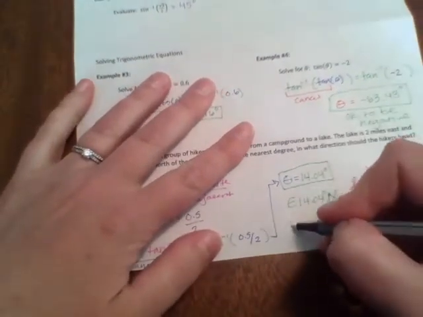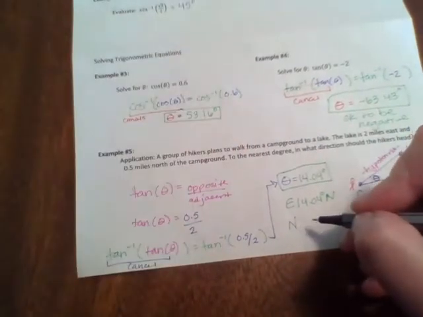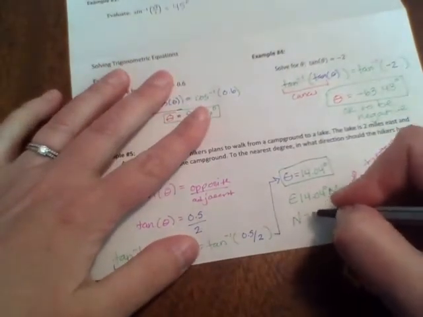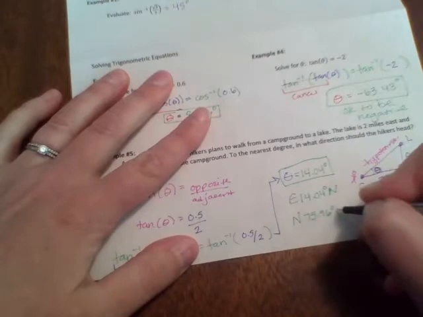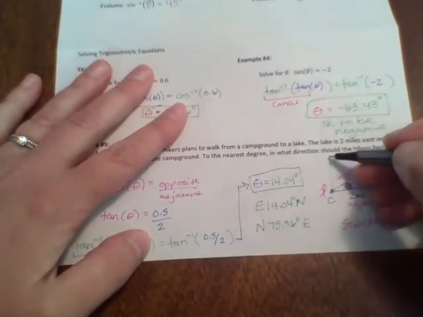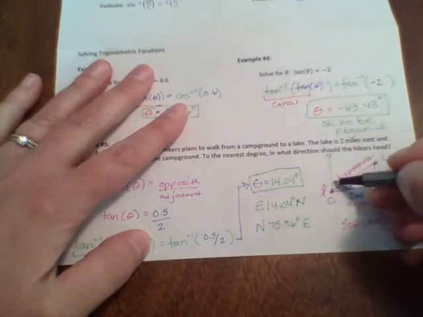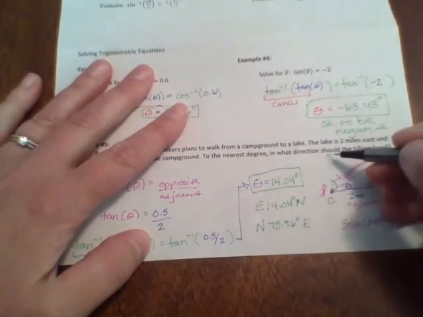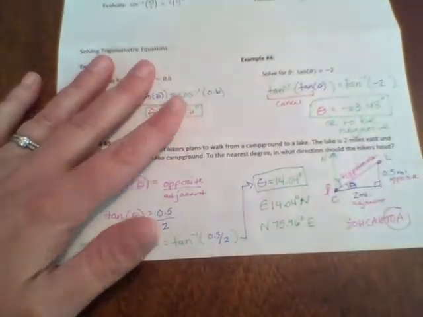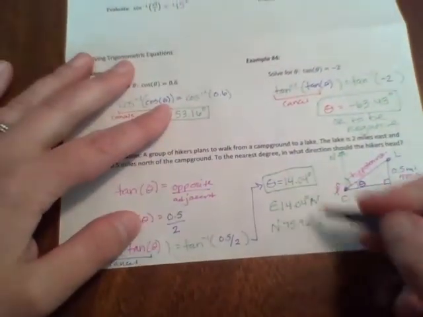Another way to say it would have been north, and then what's minus, 75.96 degrees east. So you could have also done this other direction if we think of this as north. This here would have been that east direction as well. All right. So again, all of these are the answers, but technically it comes from the number 14.04.